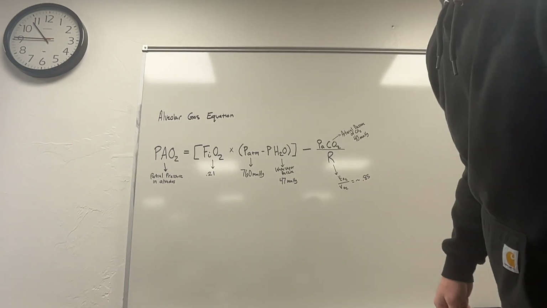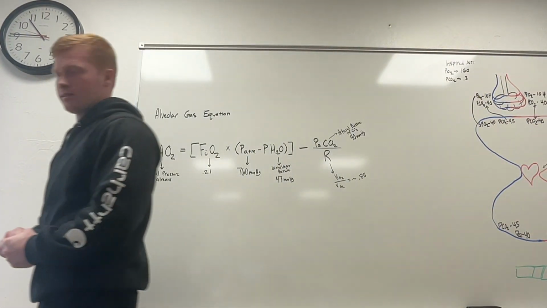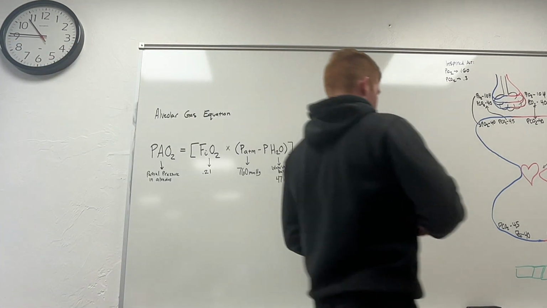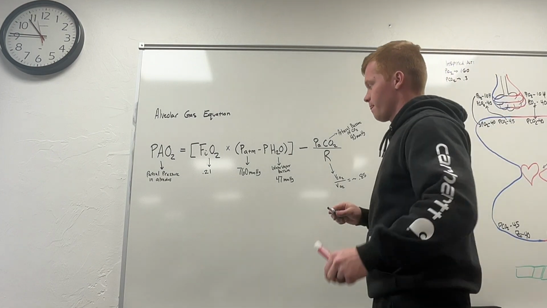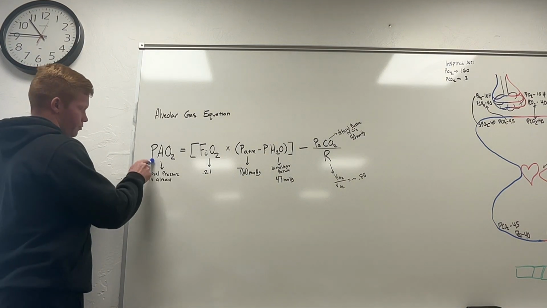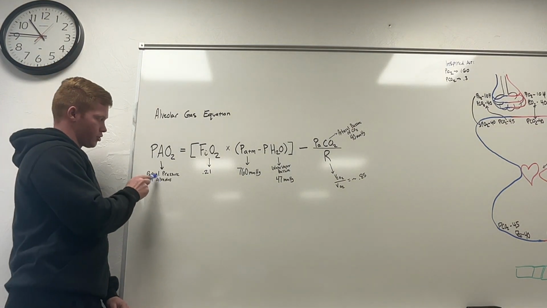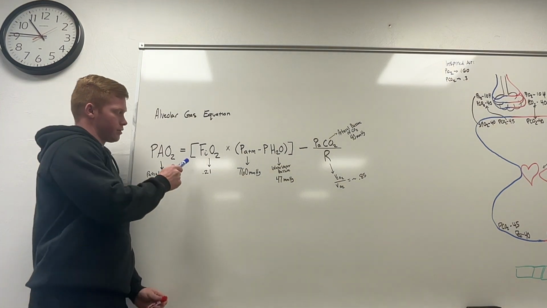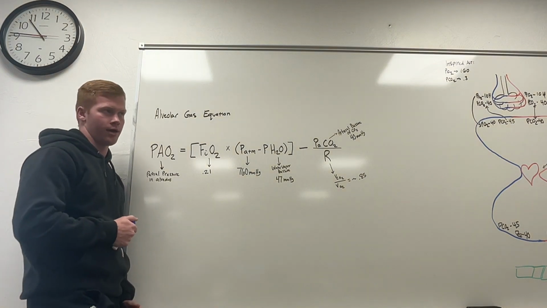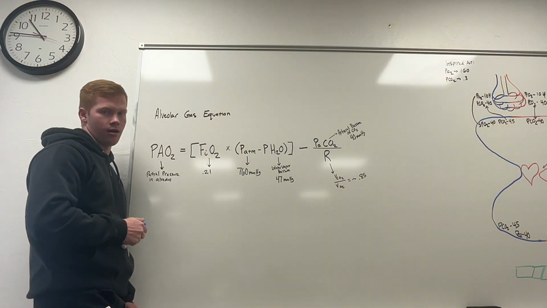Over here, we're going to talk about the alveolar gas exchange. This is just an equation you can use, like we talked about in class, in a clinical setting. I can't remember why it's super important, but let's talk through it. This first part is the partial pressure in the alveolus, and that's important because we want to know how much pressure we have in the alveolus to see if we're having good gas exchange and a good amount of oxygen coming in.